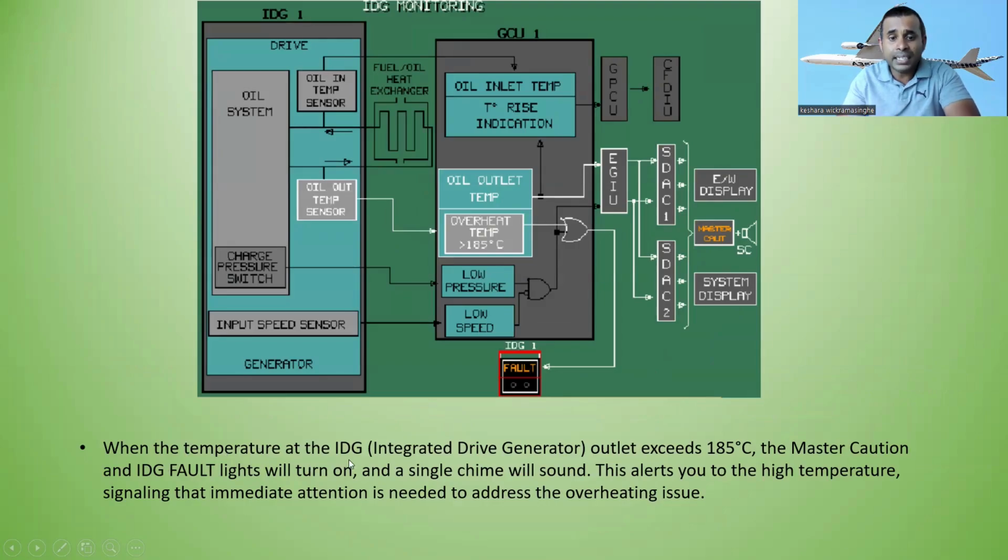So when the temperature at the IDG, integrated drive generator, outlet exceeds 185 Celsius, the master caution and IDG fault lights will turn on, and a single chime will sound, like this. Okay, so this alerts you to high temperature, signaling that immediate attention is needed to address the overheating issue.